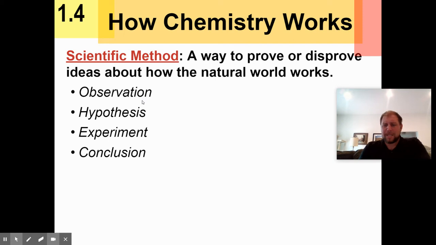Now, the scientific method seems like it might be complex, but in the words of Adam Savage from Mythbusters, the difference between screwing around and science is that you're just writing stuff down. So the scientific method is not complicated. It's just a way to know how the natural world works. And it's four basic steps.